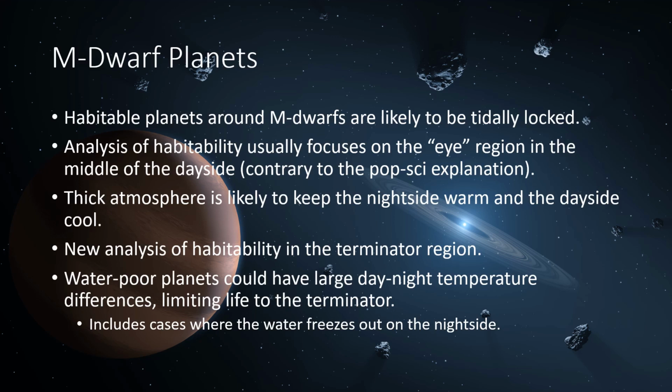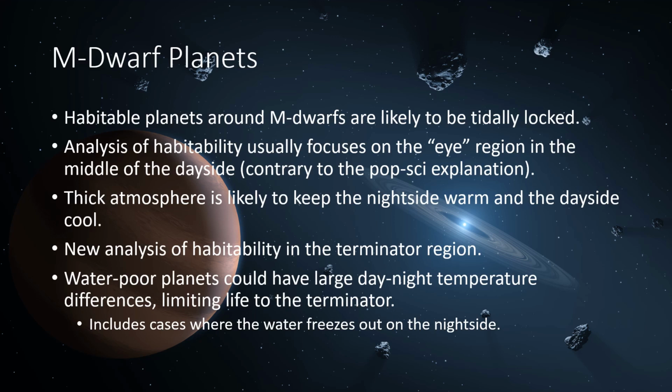But that's not how it's usually addressed in the literature. In the literature, we usually look at the middle of the day side, what we call the I region. Because if you move the planet just a little bit farther out, then the day side will be a comfortable temperature. And that's maybe a better arrangement for habitability. And also, this idea of a frozen night side is not necessarily true, because a thick atmosphere can recirculate heat to the night side and keep it from freezing.